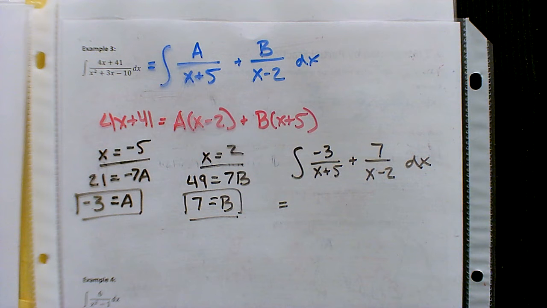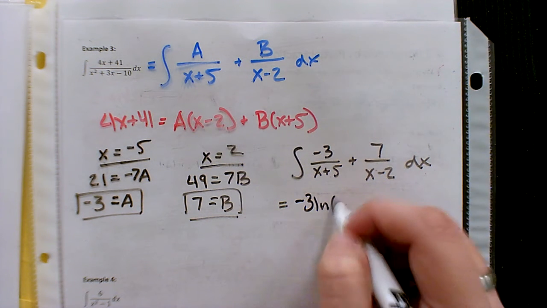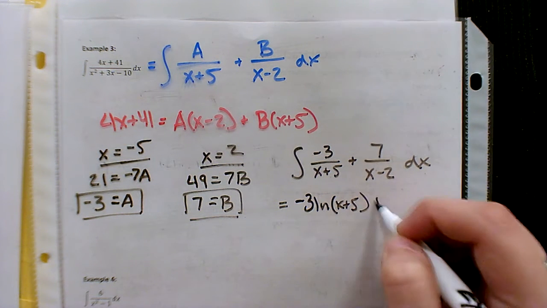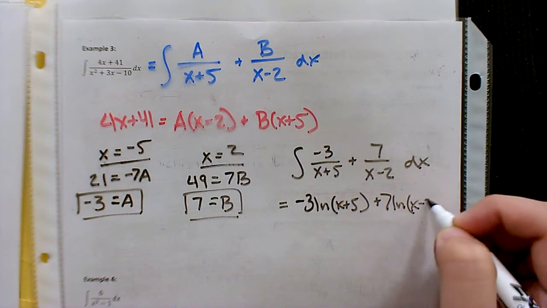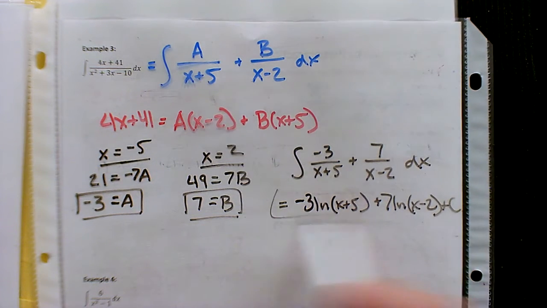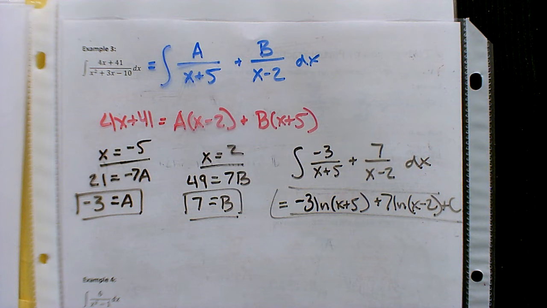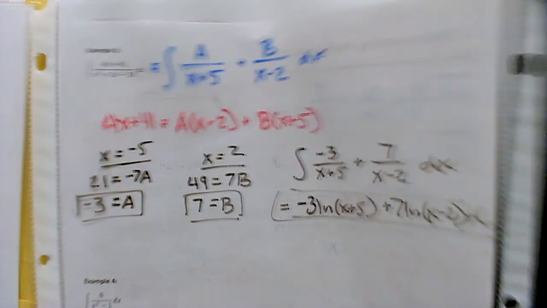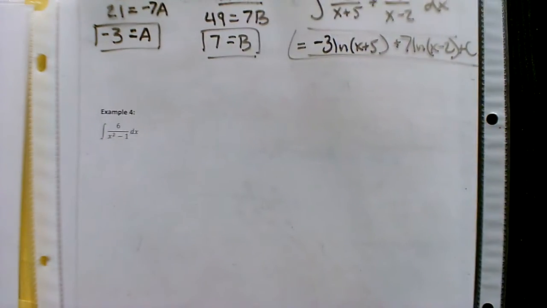Negative 3 times the natural log of x plus 5 plus 7 times the natural log of x minus 2. There we go. Plus C, good. How'd you do? Pretty good? All right, let's try another one.